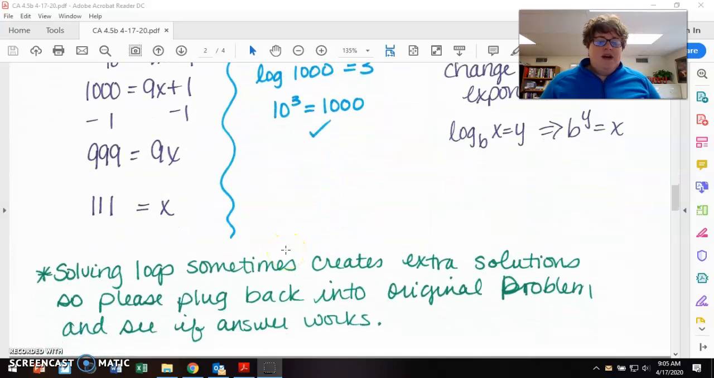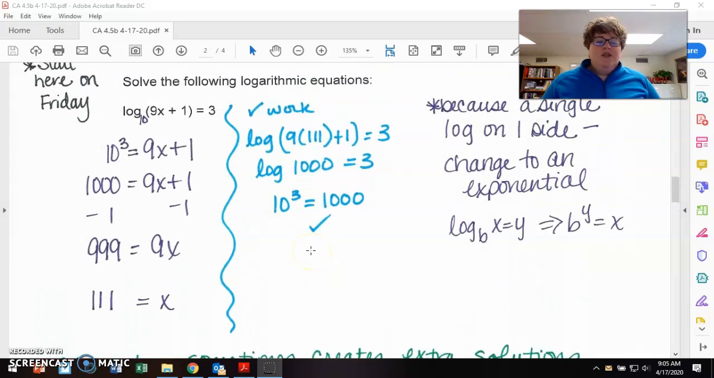Now, here's a note at the bottom. Solving logs sometimes creates extra solutions. So please plug back into the original problem to see if it works. You definitely want to plug back into the original to make sure it works. Okay. So if you take log of 1,000, is that equal to 3? And yes, it is equal to 3. So your solution is x is equal to 111.